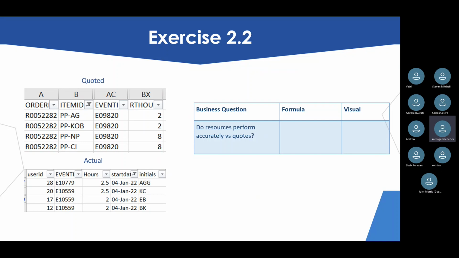Maybe we could do the number of jobs that the resource was involved in and their average variance as well. That would be a good one.